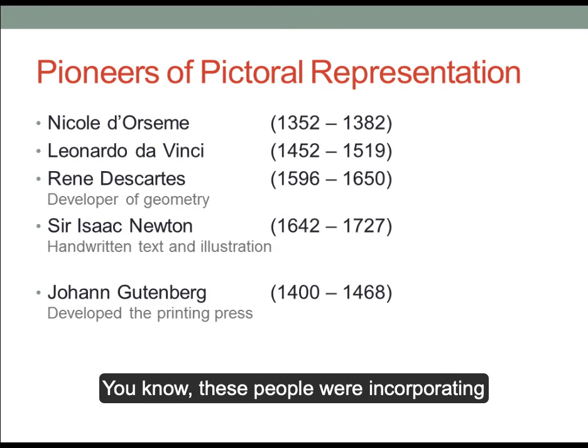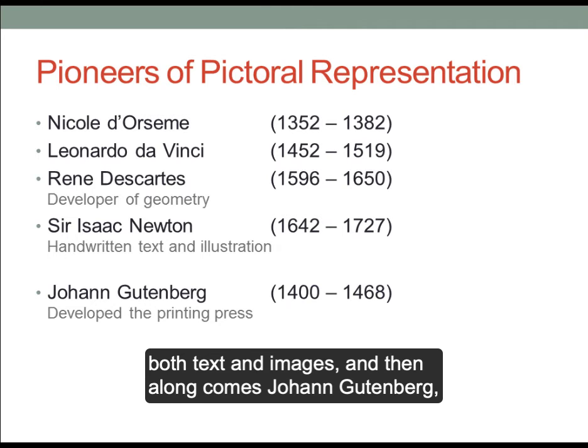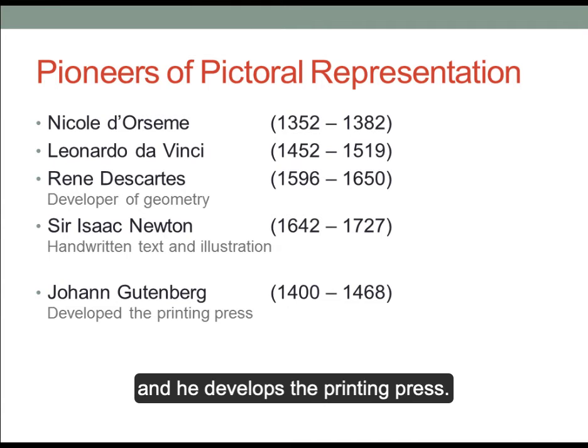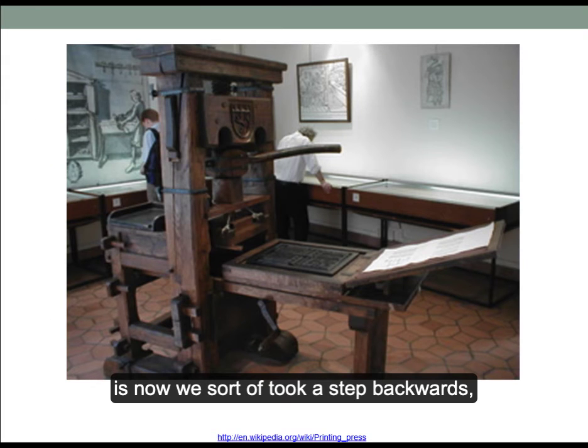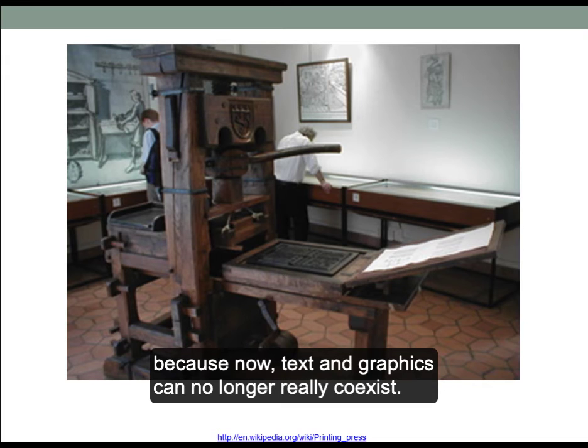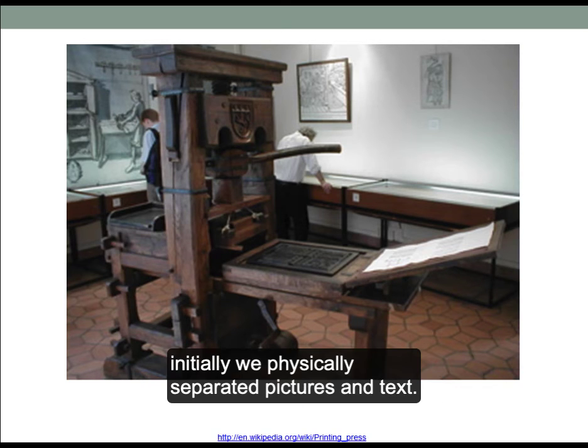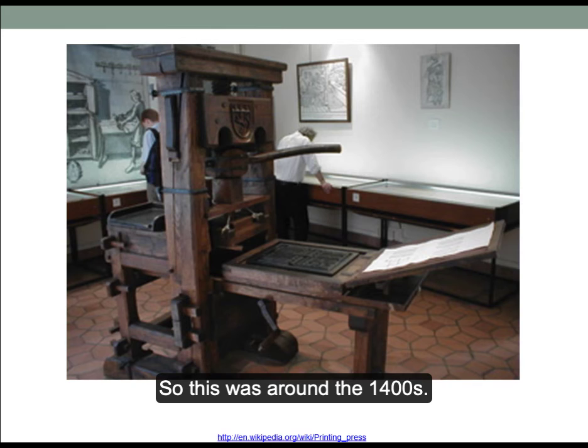So it was actually all going really well. These people were incorporating both text and images, and then along comes Johann Gutenberg, and he develops the printing press. And what happened when he developed the printing press is now we sort of took a step backwards, because now text and graphics can no longer really coexist. And so with the printing presses, initially we physically separated pictures and text. Okay, so this was around the 1400s. Gutenberg lived from 1400 to 1468.